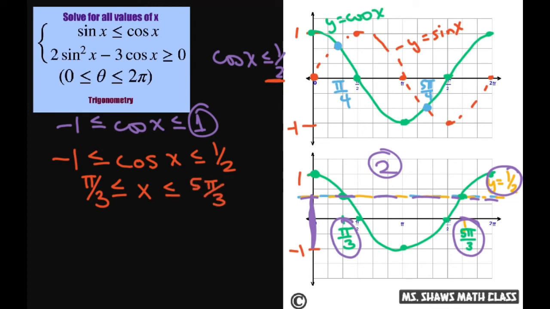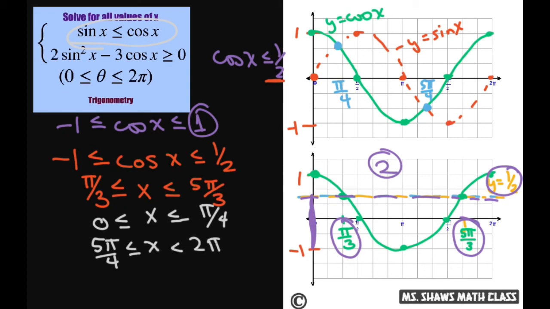All right, for our first one that we have here, both of these have to go together. We had 0 is less than or equal to x is less than or equal to pi divided by 4, and the other one we had is 5 pi divided by 4 has to be less than or equal to x, has to be less than 2 pi.